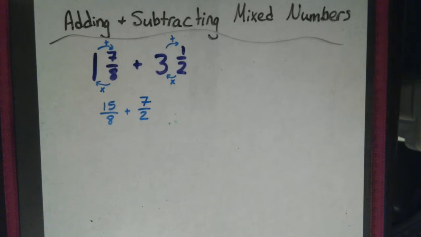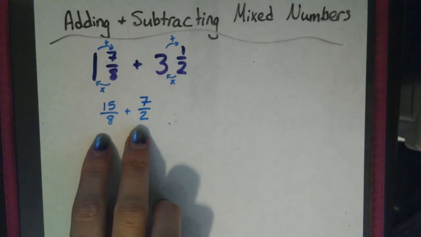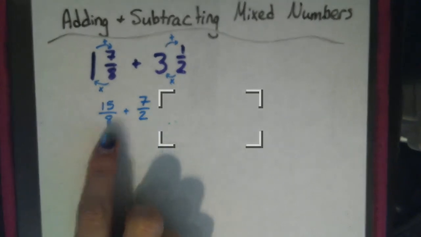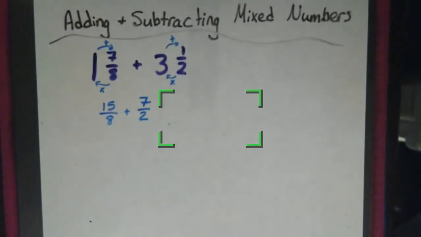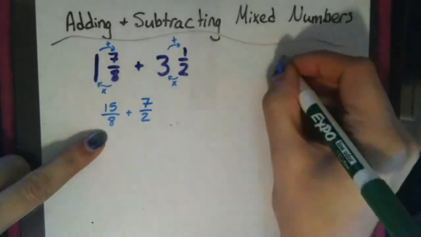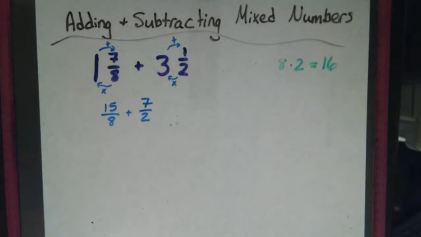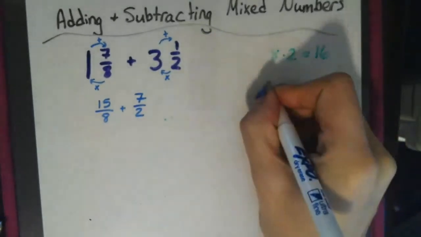Trust me. So right now, I need to find a number that I can divide by 8 and I can divide by 2. The safe way that will always, always, always work is you can multiply these two together. 8 times 2 is 16. So what I'm going to do is take both of these fractions and write them as a fraction over 16. So let's start with 15/8.